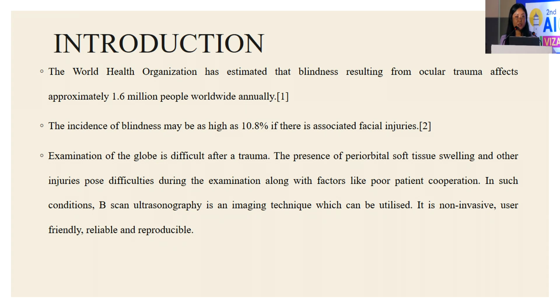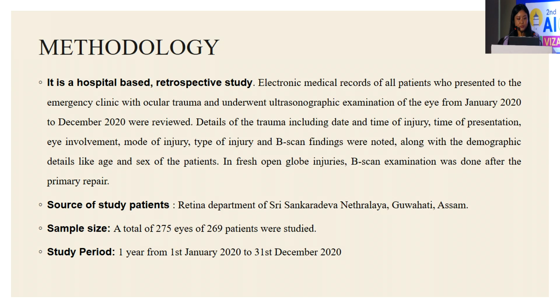In such conditions, B-scan ultrasonography is an imaging technique which can be utilized. It is non-invasive, user-friendly, reliable, and reproducible. My study is a hospital-based retrospective study. The EMR of all patients who presented to the emergency clinic with ocular trauma and underwent ultrasonographic examination of the eye from January 2020 to December 2020 were reviewed.